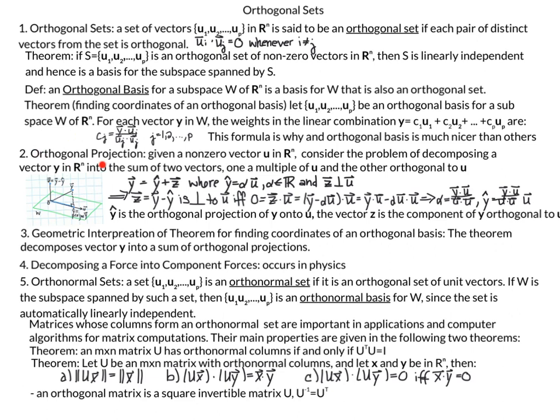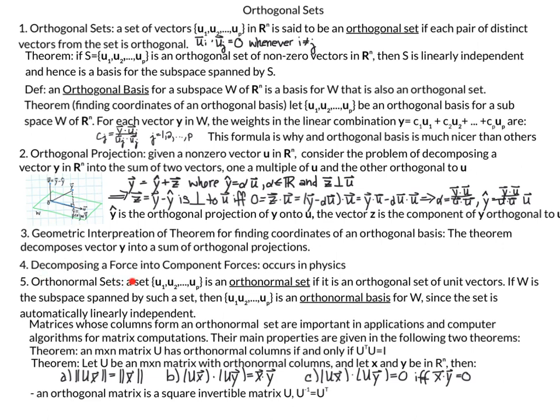Once we have this orthogonal projection, we can then apply a geometric interpretation to this theorem here when we were finding coordinates of an orthogonal basis. That is, this theorem then becomes a decomposition of the vector y into a sum of orthogonal projections. So we'll take a look at this.